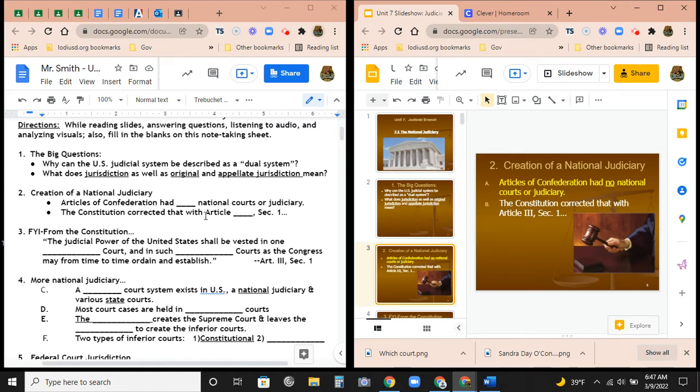The creation of a national judiciary. Under the Articles of Confederation, there were no national courts or judiciary. Article 3, Section 1 corrects this and creates a national judiciary. So we're writing in no. And double check that I'm online. Yep, my name's in there. Corrected that with Article 3.